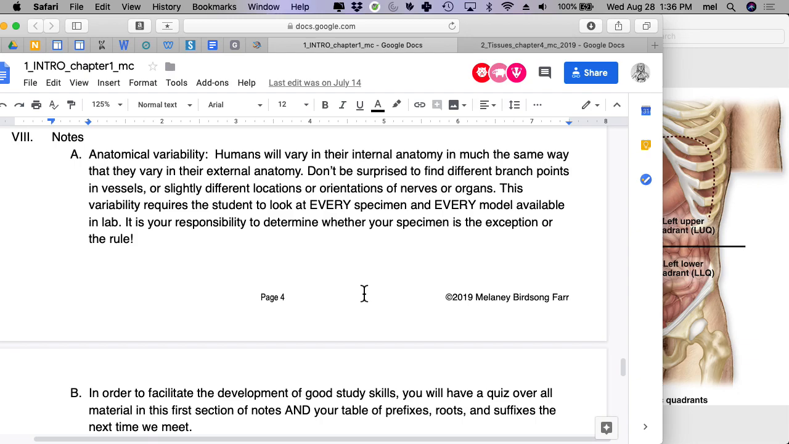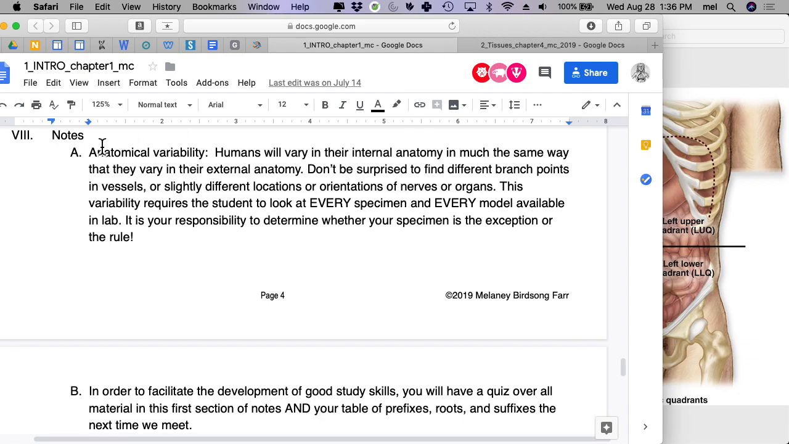Okay, so, but you are going to have to look at every specimen that you can find and every model that you can find every single time. So you're gonna have to get up, you're gonna have to roam around, even if you're an introvert, right? Maybe you can just wait until they're not looking and say, I'm not gonna talk to you, I just wanna look at this model. And the lab aides are really helpful, I promise they are.